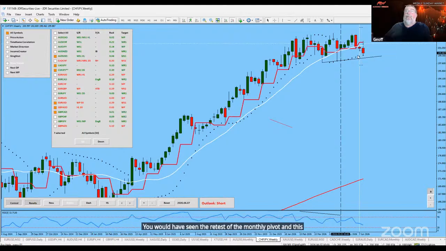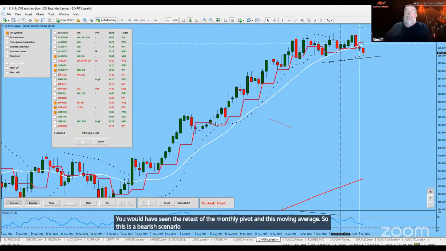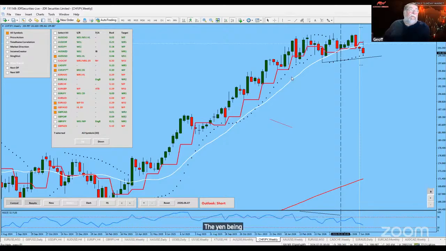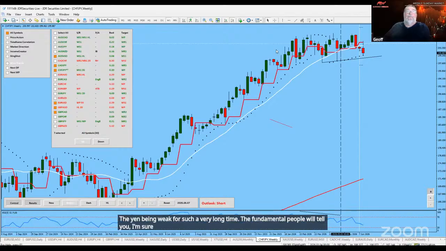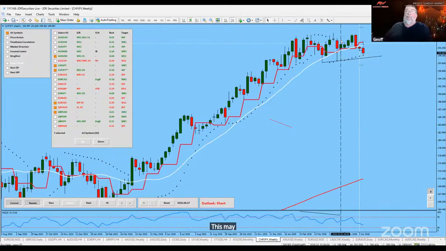So this is a bearish scenario as far as I'm concerned, although the trend, as you can see, has been very, very strong. The yen being weak for such a very long time, the fundamental people will tell you, I'm sure, that there is a change afoot, in particular the attitude of the Bank of Japan. So this may well be a scenario where you can get in very, very early on Swissy versus the yen.